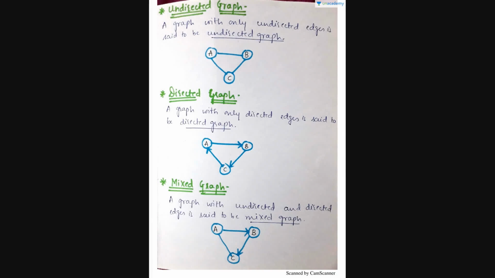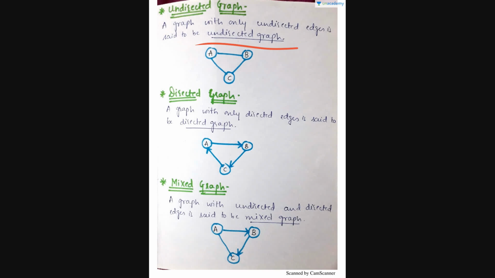Next, what is an undirected graph? A graph with only undirected edges is said to be an undirected graph. Now suppose there is no direction for this ABC graph. So this is nothing but an undirected graph. That is, no direction. It can move from A, B, C, A, or else it can move from A, C, B, A. Anywhere it likes to move. That is an undirected graph.